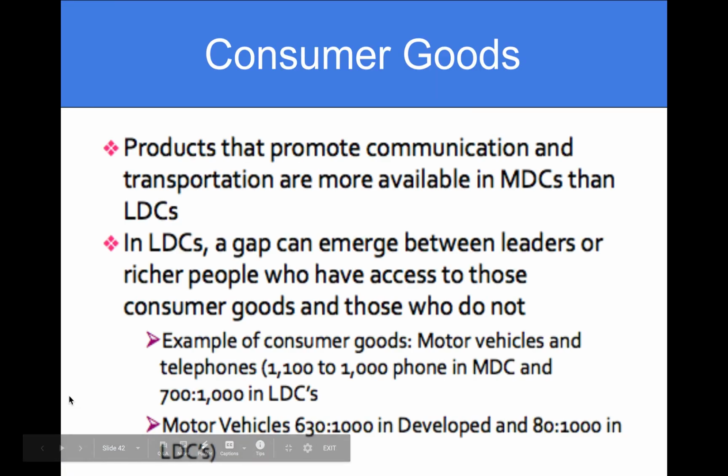All right, consumer products. When we look at consumer products, it's going to tell us a lot about the development of a country. Products that promote communication and transportation are more readily available in MDCs than LDCs. Wealth that's generated increases the technology of both transportation and communication. MDCs have more motor vehicles, and with more motor vehicles, they have better access to jobs and services that permit them to distribute their products.